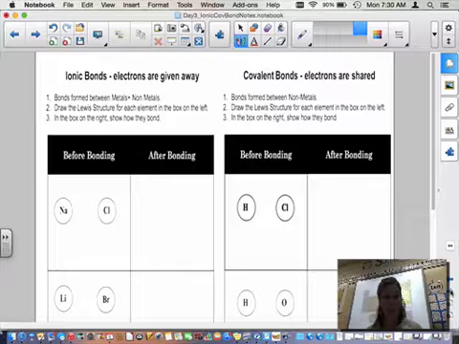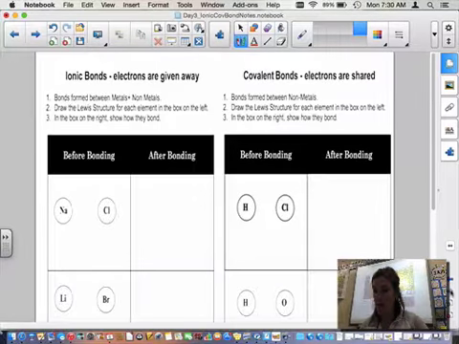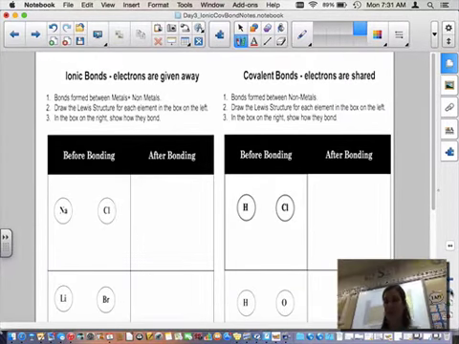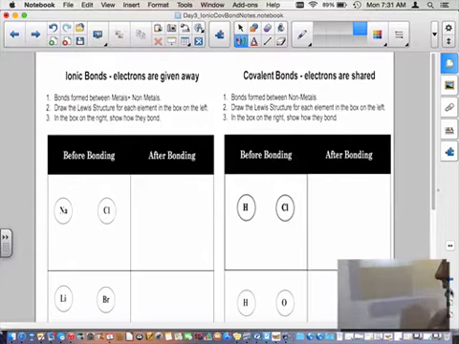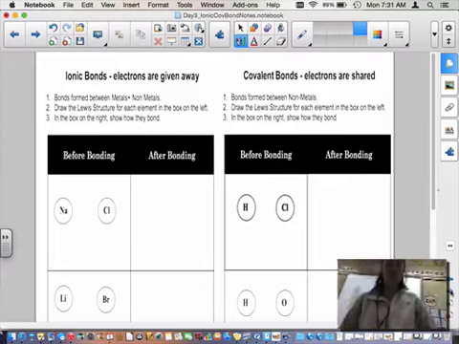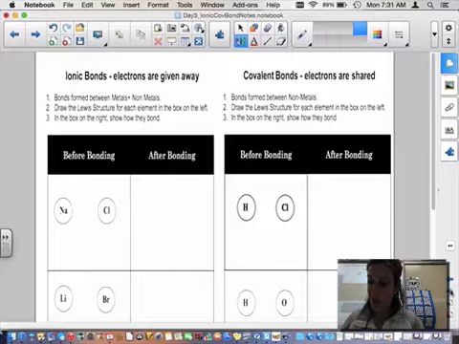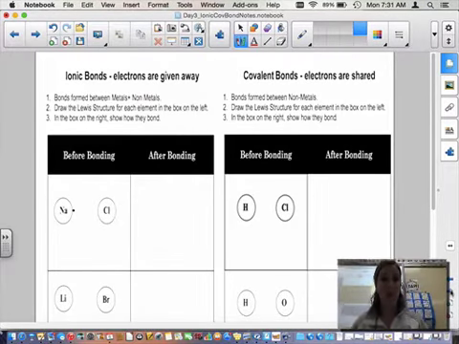All right, let's start off with ionic bond. Remember, I put up at the top the key things. An ionic bond forms between metals and nonmetals. We're going to draw the Lewis structure for each element in a box on the left, and then in the box on the right, we're going to show how they bond. The first thing, we need to look at the periodic table and find sodium. Sodium is located right there. Sodium is found in group 1A, therefore sodium has one valence electron. So for the Lewis structure for sodium, I'm going to show that there's only one dot.